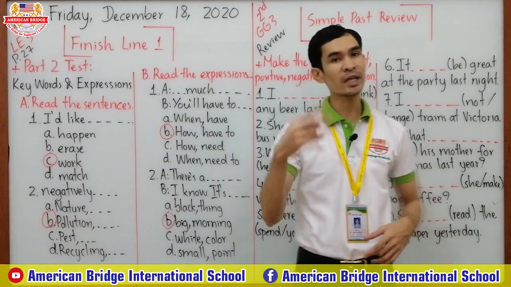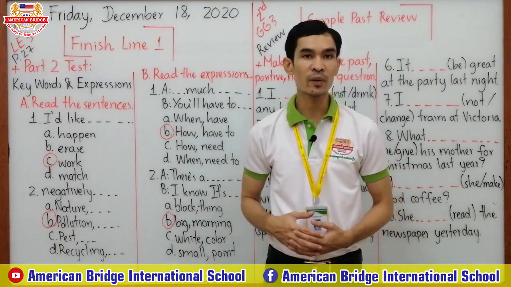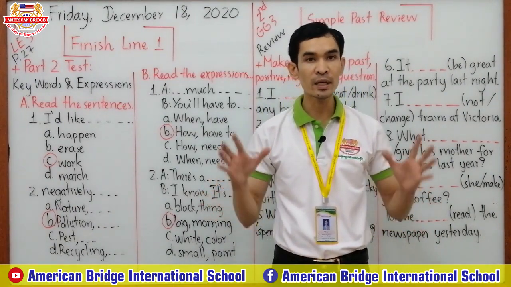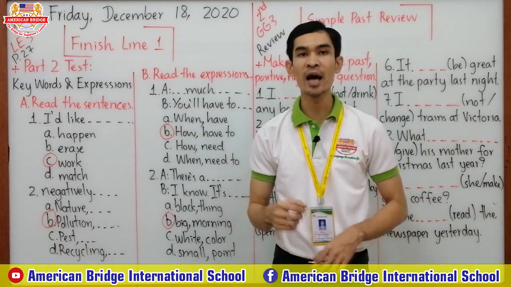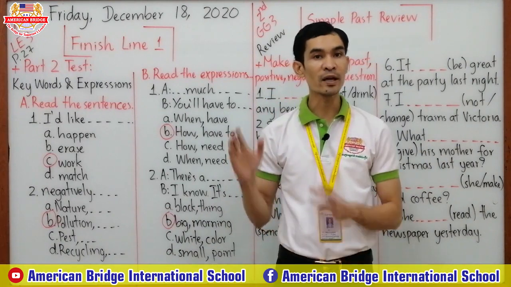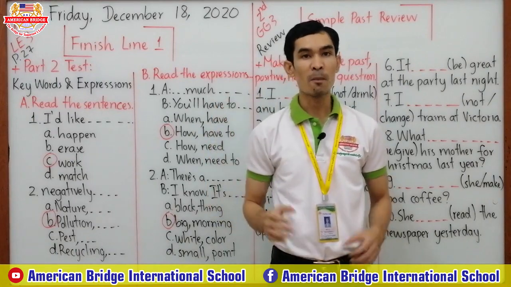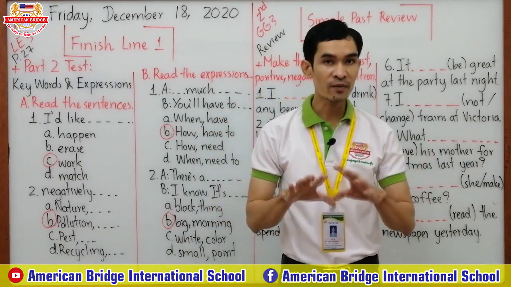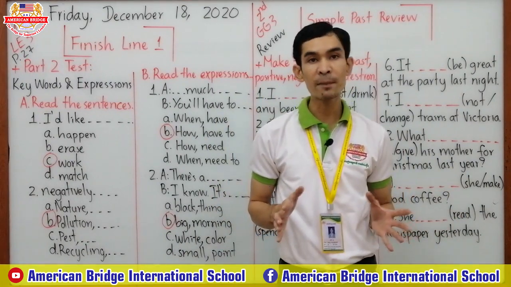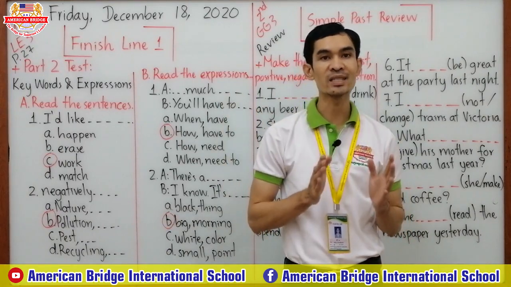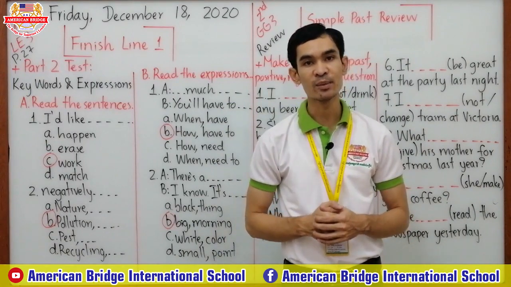Okay, and the second type is simple past with regular verbs. So the regular verb means the verb that you add ed, that you add d, and that you add ied. You add d when the verb ends in letter e, so you add only d. But for most verbs, you add ed. But when the verb ends in y and before y is a consonant, you change y to ied.